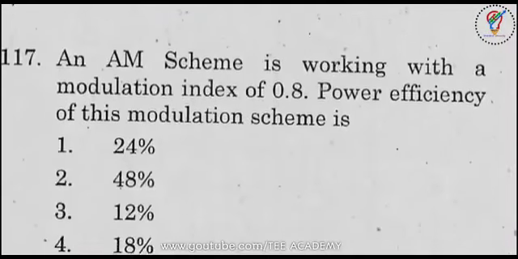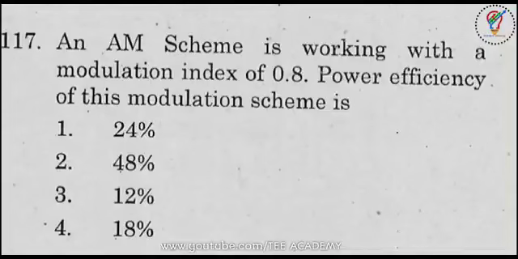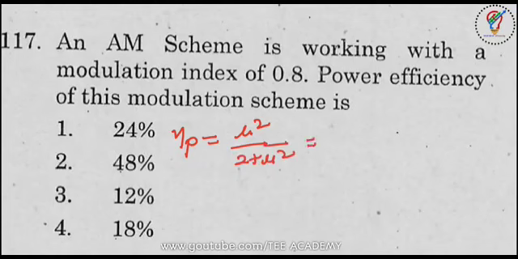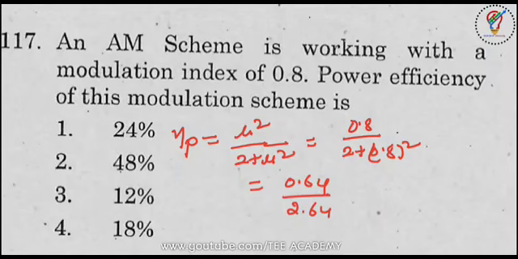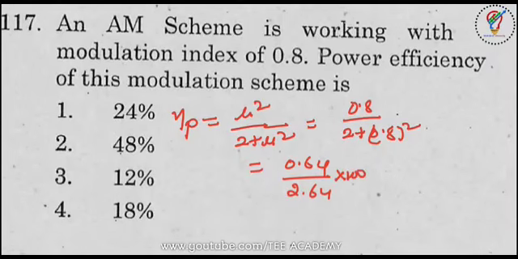Next question: an AM scheme is working with a modulation index of 0.8, the power efficiency of this modulation scheme is equal to? Power efficiency is equal to mu square divided by 2 plus mu square, where mu is nothing but the modulation index. So 0.8 square divided by 2 plus 0.8 square, that is 0.64 divided by 2.64. In terms of efficiency, you multiply by 100, so you get 24.24%. Among the options, 1 is the right option for this question.